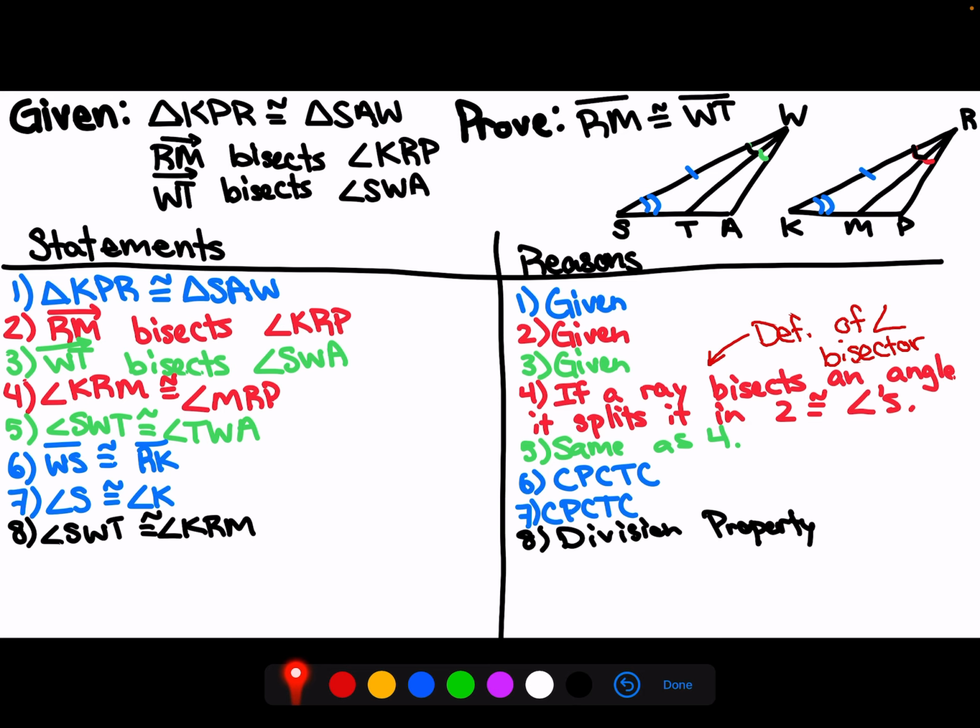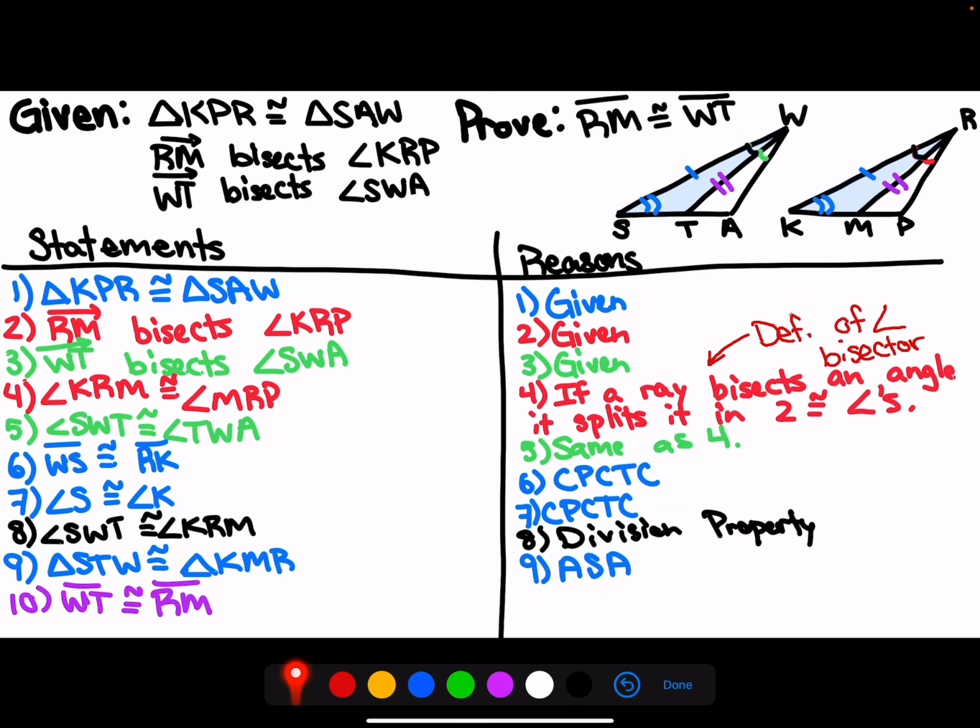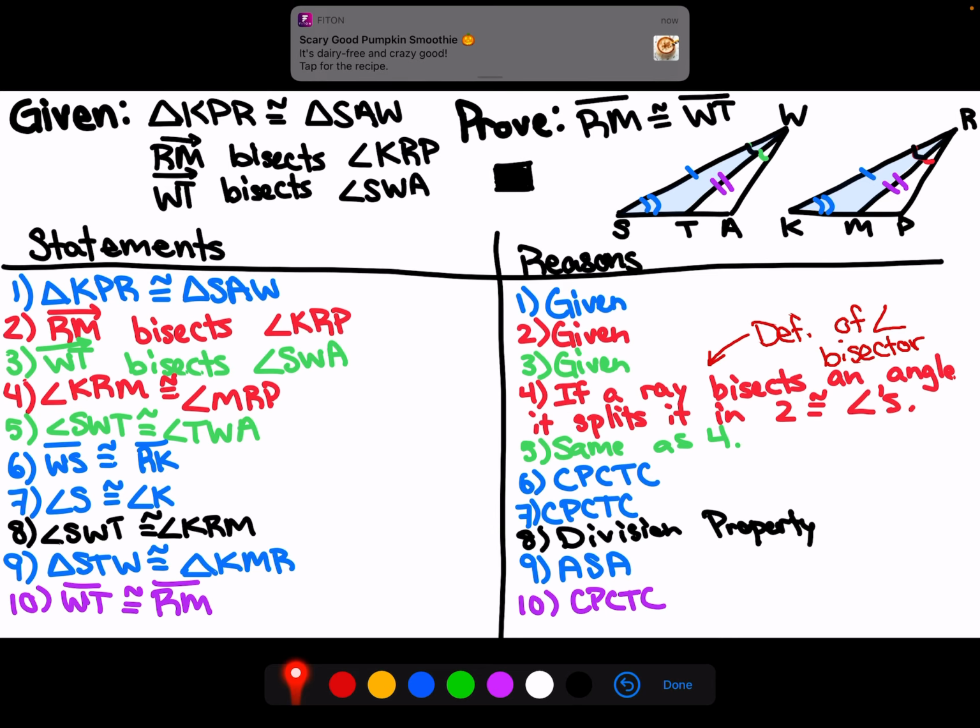From here, I can say that these two smaller triangles, triangle SWT is congruent to triangle KMR by angle, side, angle. Well, if those two smaller blue triangles are congruent, then that means that WT and RM should also be congruent. And that's because if two triangles are congruent, then the corresponding parts that lie on those triangles, meaning WT and RM, are also congruent by CPCTC. With that, this proof is done.